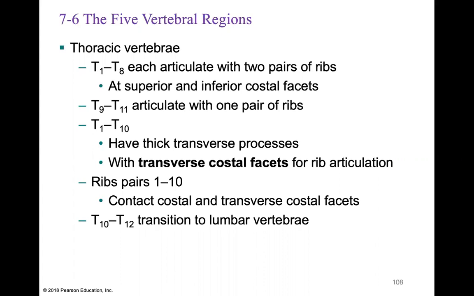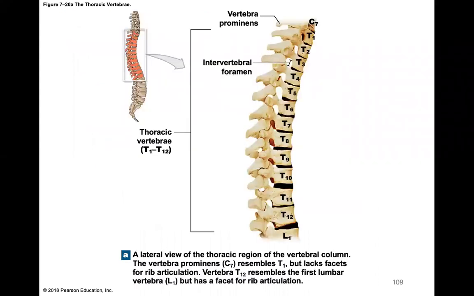T10 and T through T12 are going to start to transition into the lumbar vertebrae. So here you can see your thoracic vertebrae and how they're all interlocked with each other. When we were saying T1 through T8 are going to articulate with 2 pairs of ribs, it's that the bottom of one will articulate with the top of the other, and so on. So they sort of interlock in.